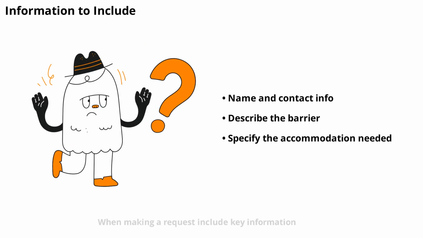When making a request, include key information: your name and contact details, a description of your disability, if comfortable sharing, the specific barrier you're facing, and the accommodation you're requesting. You don't need to disclose your entire medical history, just enough to explain why the accommodation is needed. Being clear and specific helps the state office understand and respond to your needs more effectively.